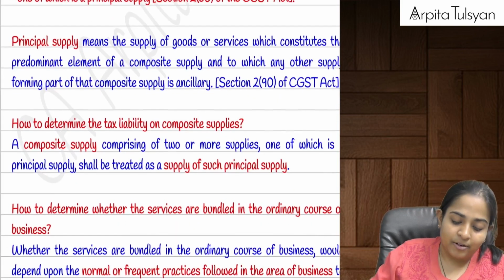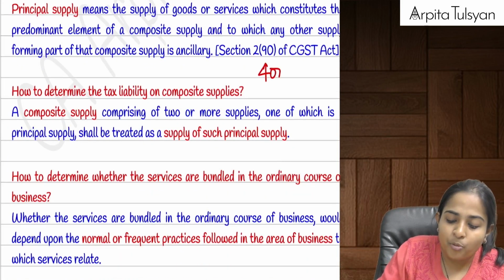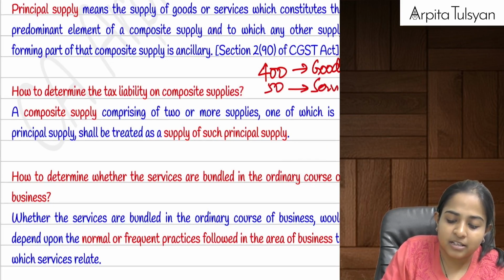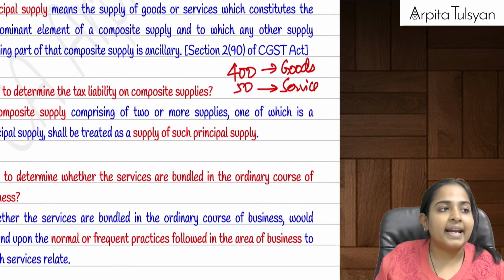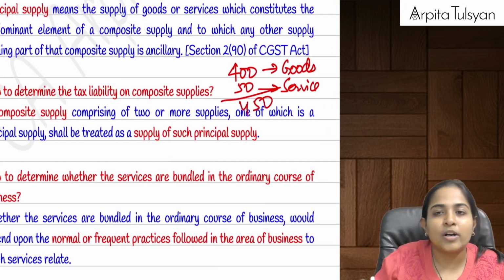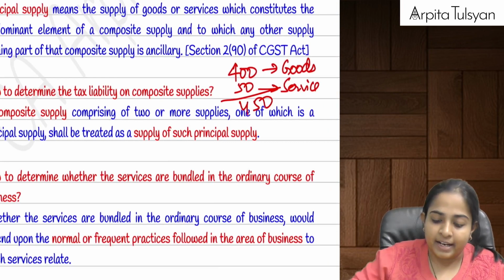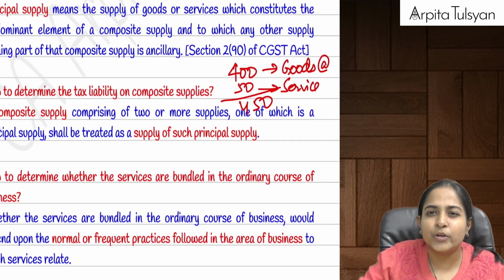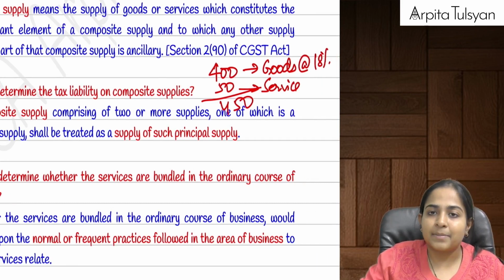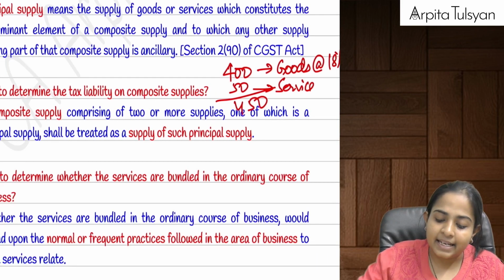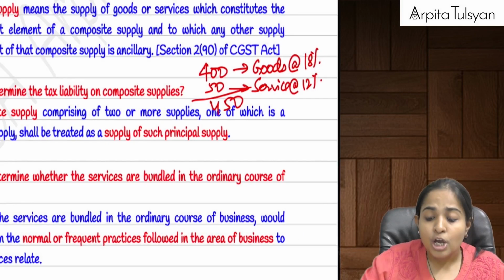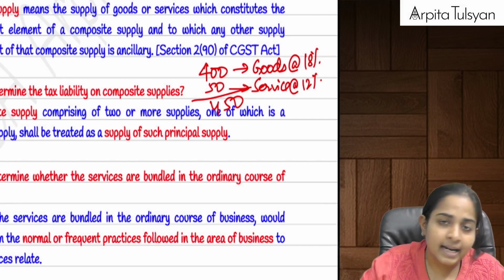And in this case, can we say the 400 rupees AC remote is goods, and the 50 rupees I have charged you is for the service that I am providing? Now in this case, I'll be charging a total of 450 rupees. Now let's say these goods are taxable individually at the rate of 18%, and let's say this service is taxable at the rate of 12%. Just an example I am giving you. So should we do the calculation separately? They are telling that no.